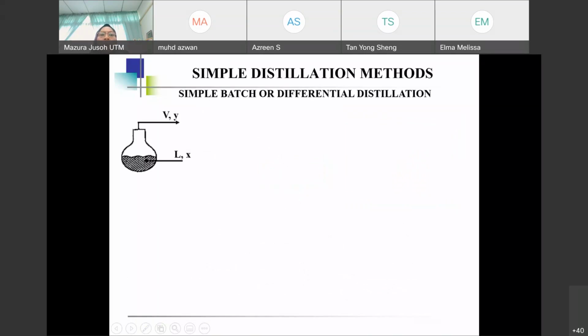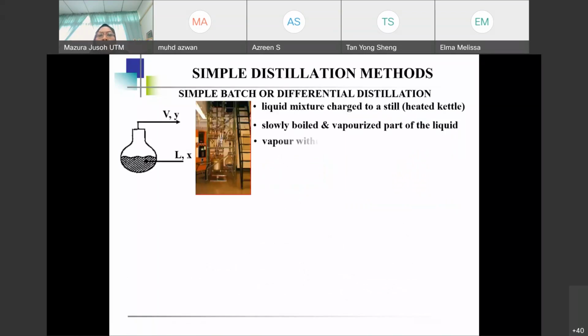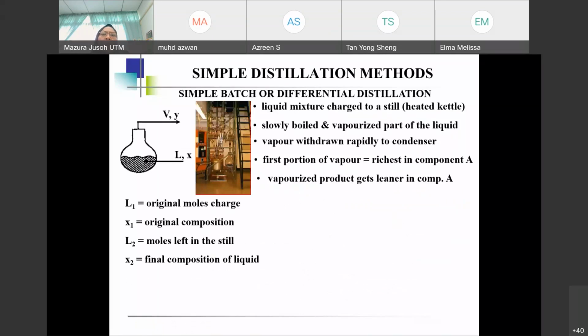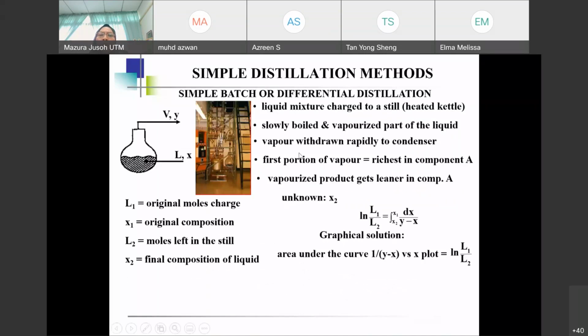And then yang ni simple batch or differential distillation. Ini just another type, okay. Dia slowly boil and then vapor withdrawn rapidly to condenser. Dia boil, and then once you get the vapor, it will go straight to the condenser. You terus get the liquid that is produced from the condenser. And this is what you call a differential distillation. So you will calculate this using the XY plot as well, using the area under the curve.